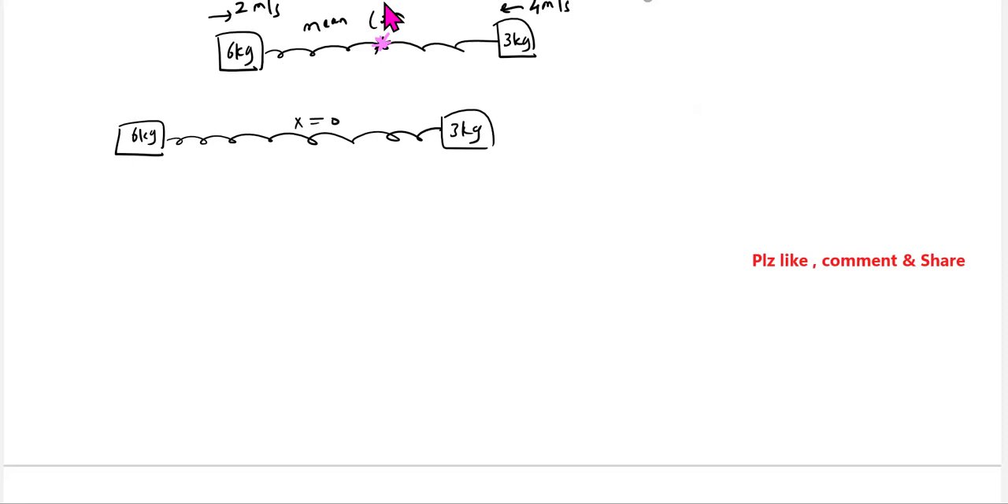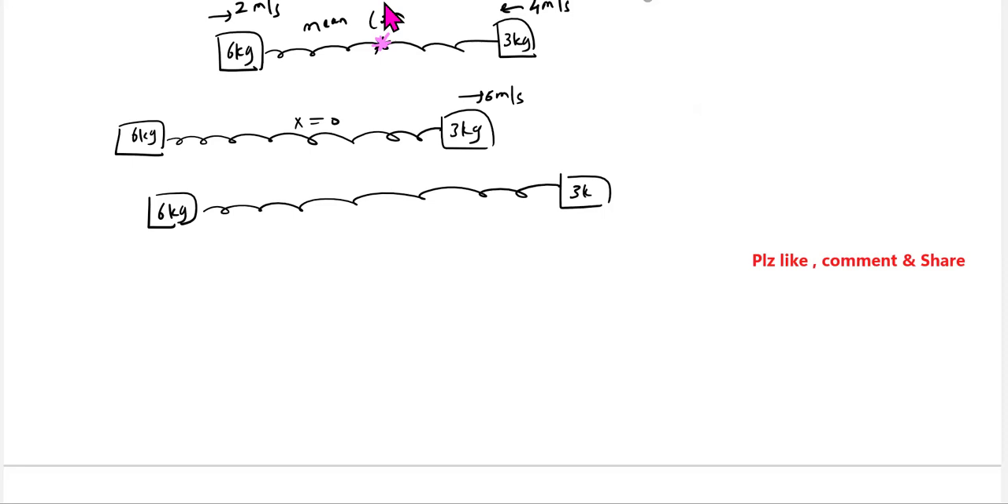Initially, no elongation, and it was given 6 meter per second. After some time, we see the 6 kg block will be here, and the 3 kg block will be here naturally. So what is the state of the center of mass? Initially, there is no elongation, so spring is relaxed, and this is t equal to 0. This is after some time t.